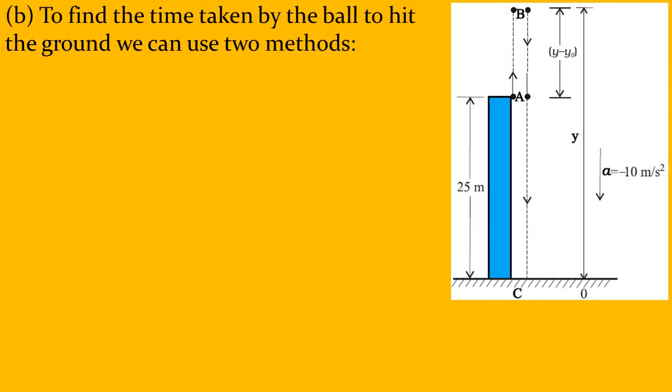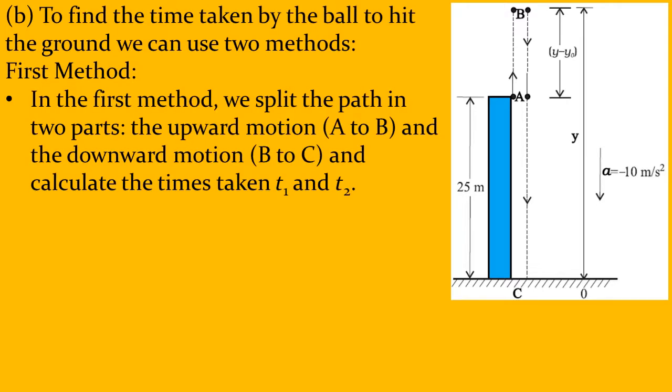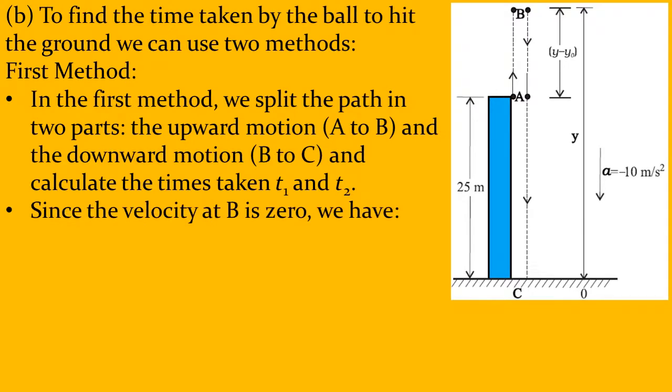Now I can calculate the time taken by the ball to hit the ground by two methods. First method. In the first method, I split this path: time taken by the ball to go from A to B, and then the time taken by the ball to come from B to C. I call this time T1 and the second time T2. The velocity at B, when the ball reached B, is 0.